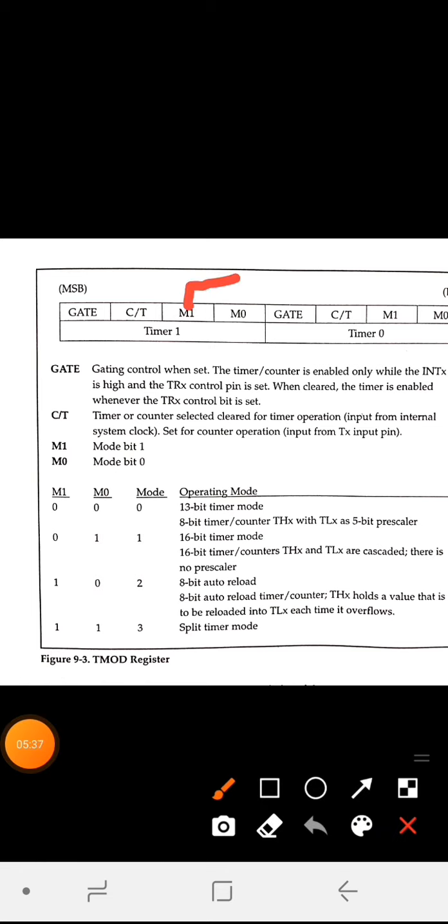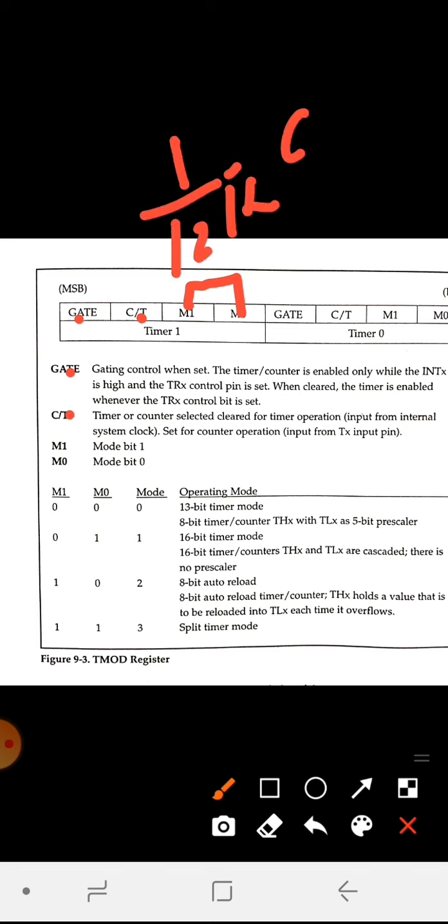So these two bits are to say about your mode, these two are to say about the operation. The gate is nothing but the hardware way of starting and stopping the timer. This is to check whether we are using it as a timer or an event counter. Based on the value, that is C/T equal to 0, it will be used as a timer for time delay generation, whereas the clock source for this will be the crystal frequency of the 8051, which will always be 1/12 of the crystal frequency.